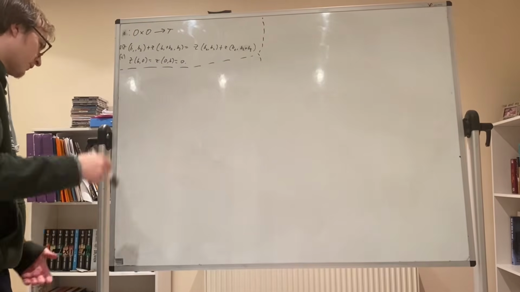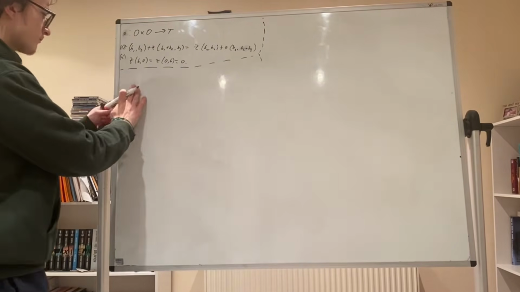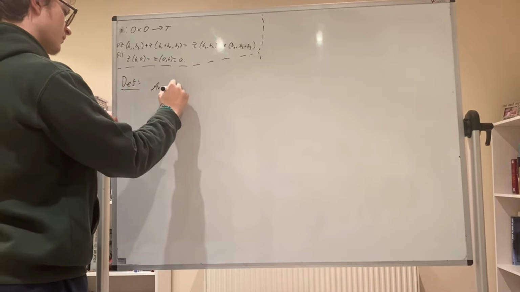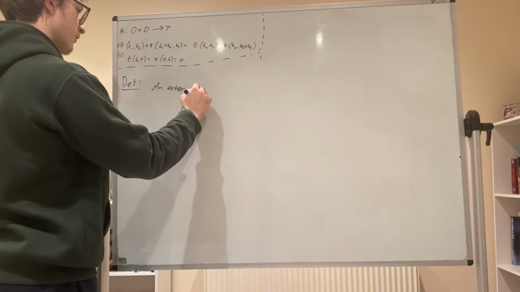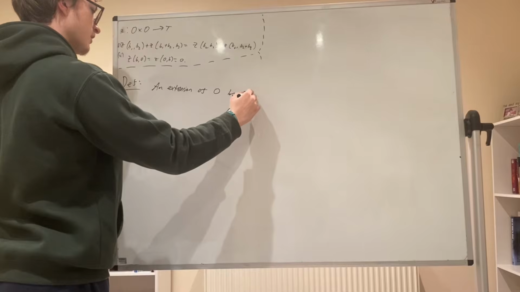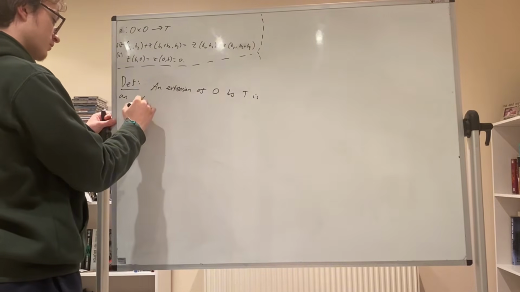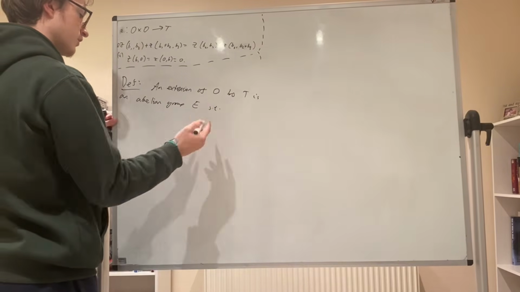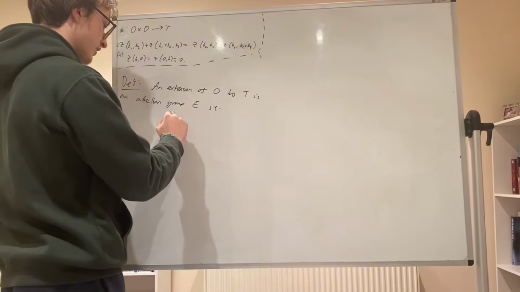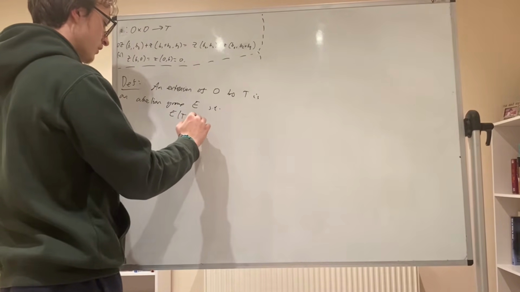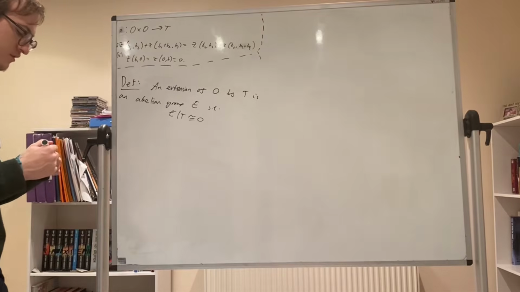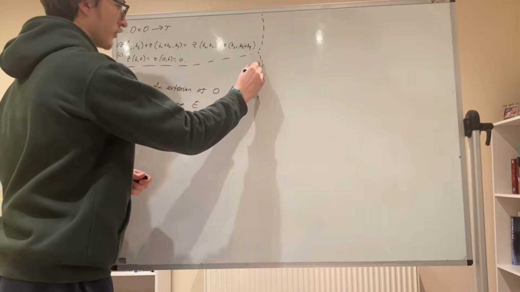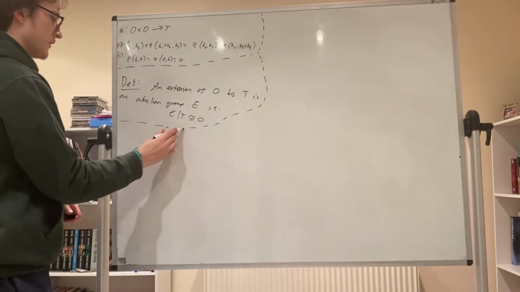So the first thing we want to define is what is an extension. Definition: an extension of O by T is an abelian group E where T is a subgroup of E, such that E mod T is isomorphic to O. Okay, so why is this relevant to what we were doing in the last video, you may ask?